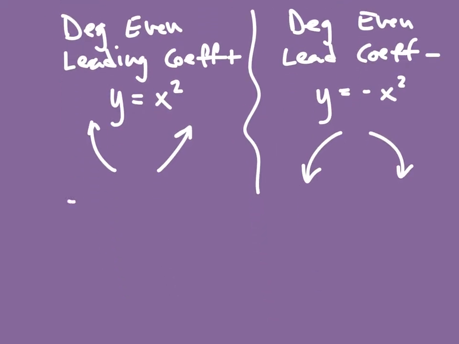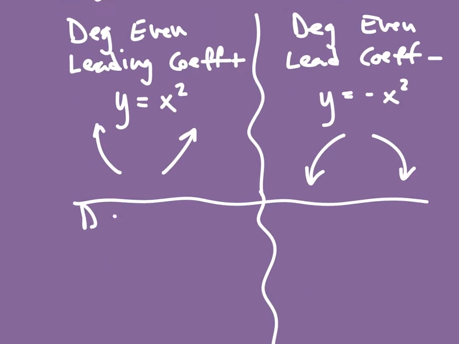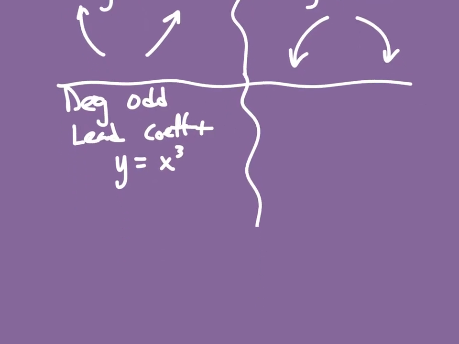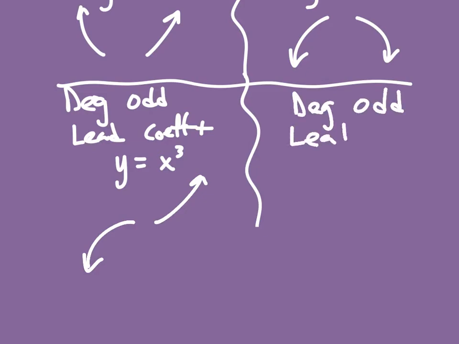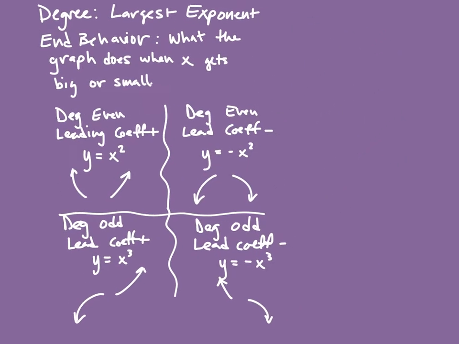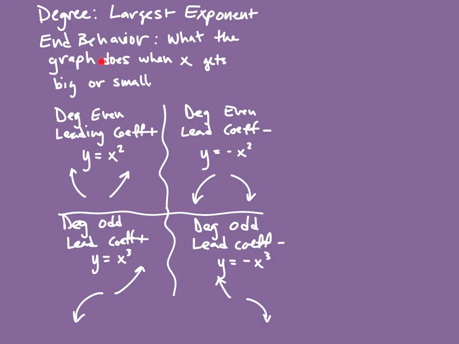Let's talk about the two other scenarios. That's if your degree is odd and your leading coefficient is positive. I like to think of the graph y equals x cubed, and so we're going to go up to the right and then down to the left. If your degree is odd and your leading coefficient is negative, I like to think of the graph of y equals negative x cubed. That's going to go up to the left and then down to the right. So those are your four options for end behavior, and it's important that we identify this.